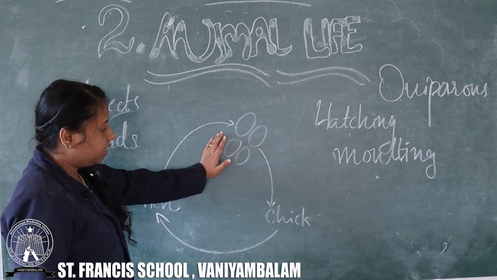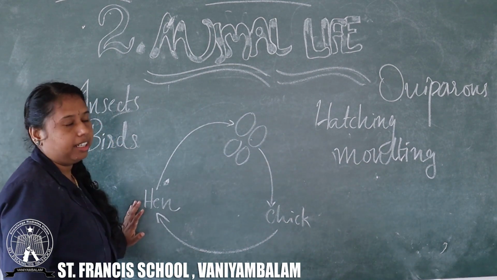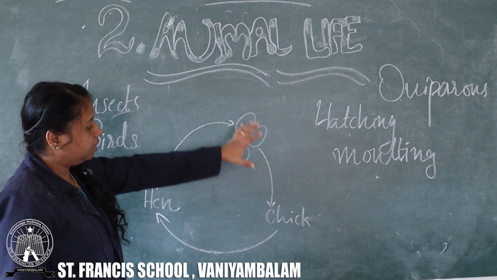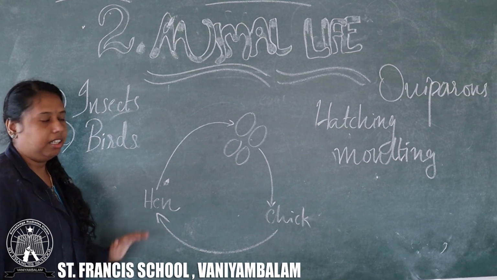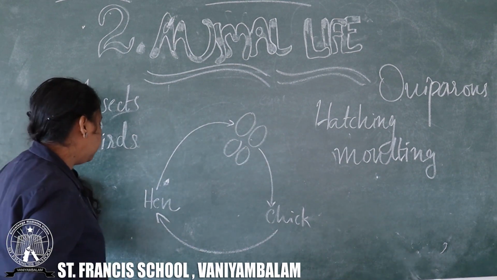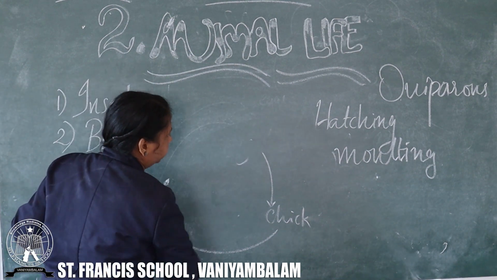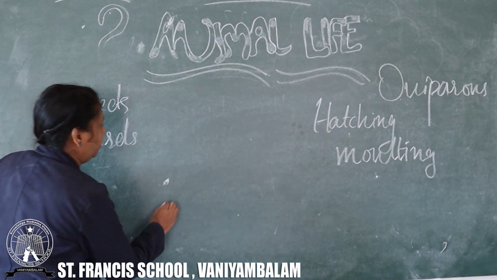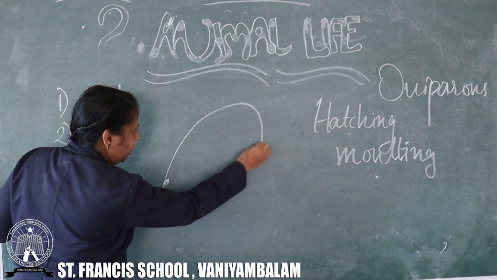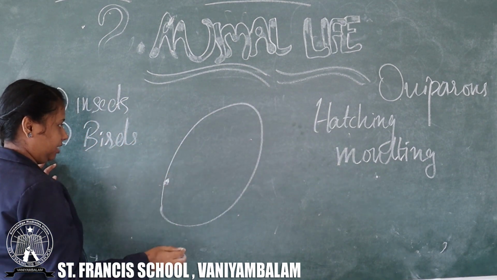First of all egg, then chick, then hen. Again it will lay egg, then chick, then hen. And what about the eggs of birds? Let us see how the egg of a bird will be.